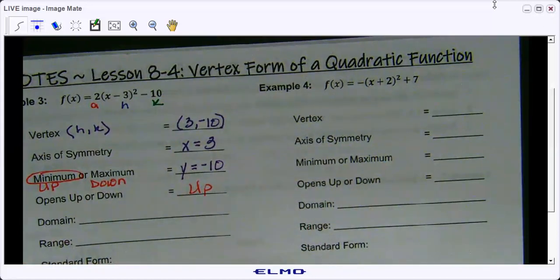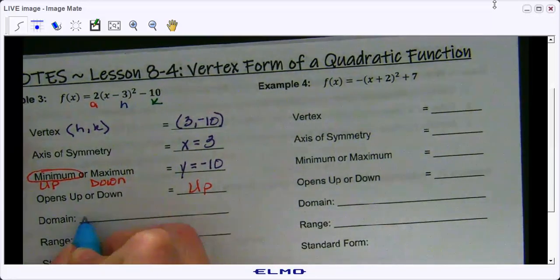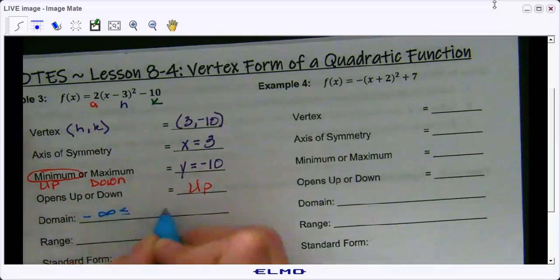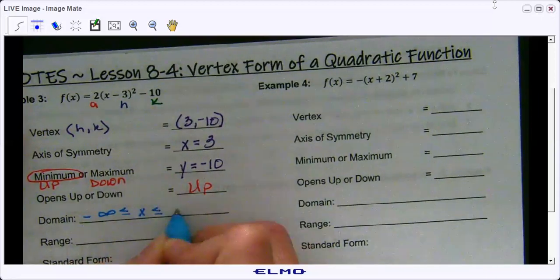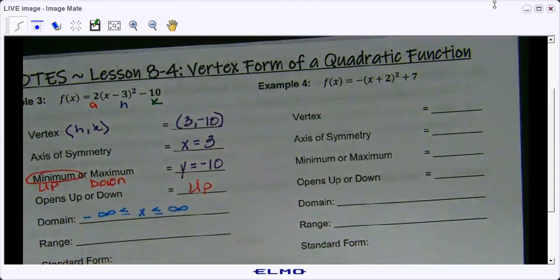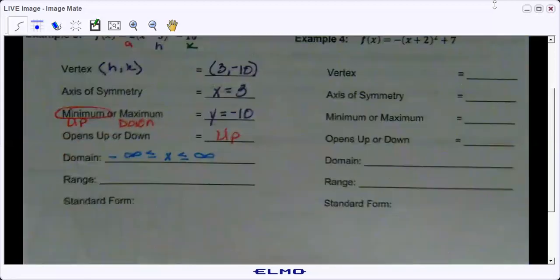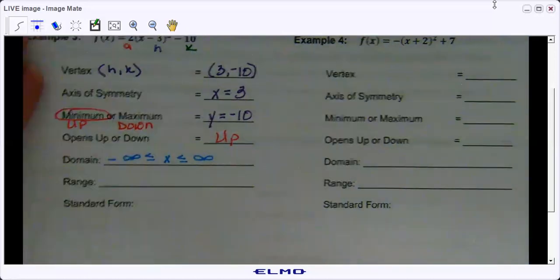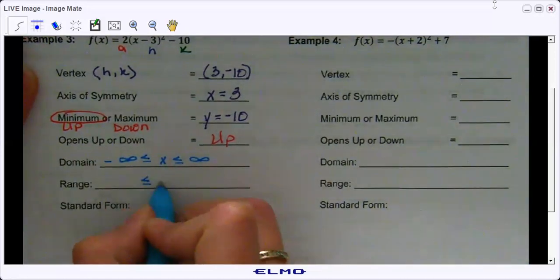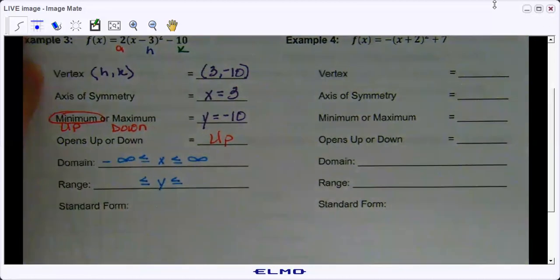So we know that the domain is going to be -infinity is less than or equal to x, which is less than or equal to infinity. Now we have to figure out the range. Notice that we're doing this without graphing, because we really don't need to graph to know this information. I always start with less than or equal to y, less than or equal to something.